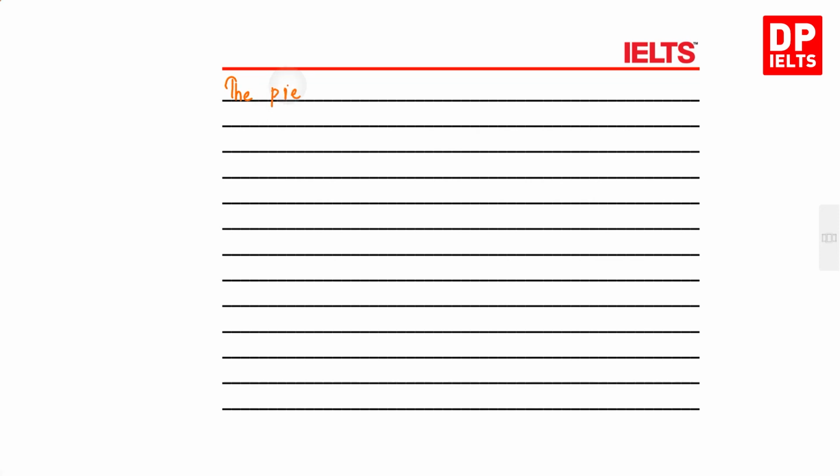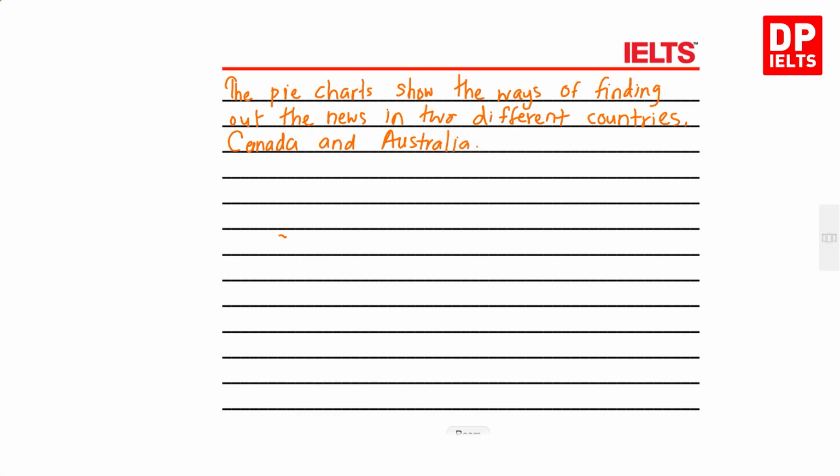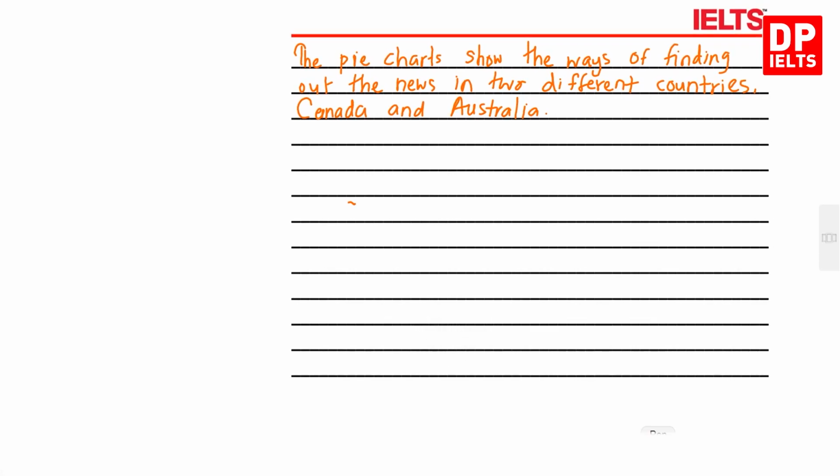The pie charts show the ways of finding out the news in 2 different countries, Canada and Australia. Okay, so there we go. Next one.